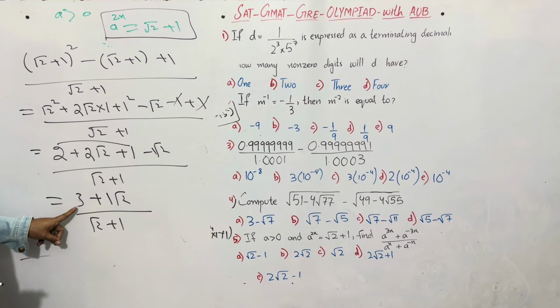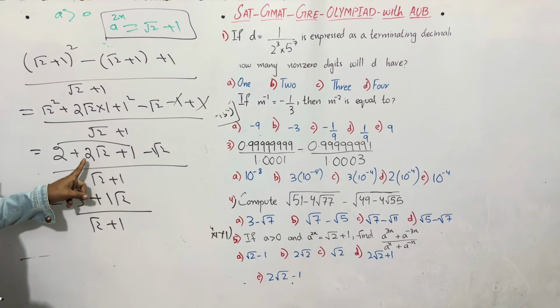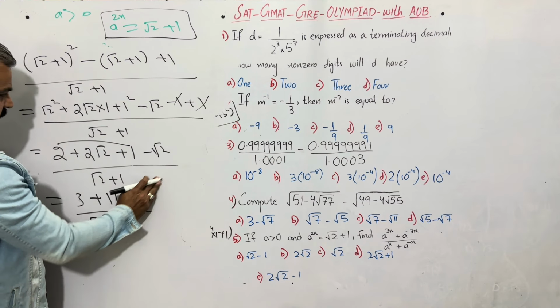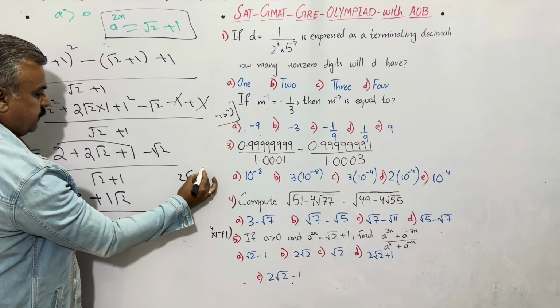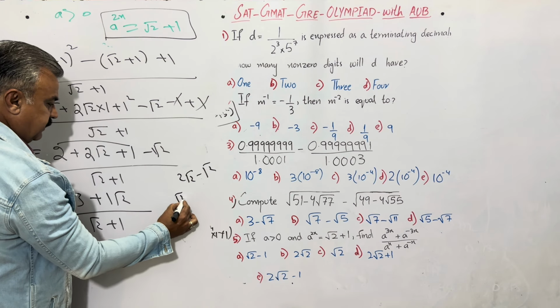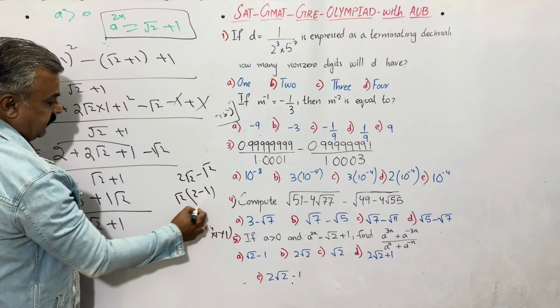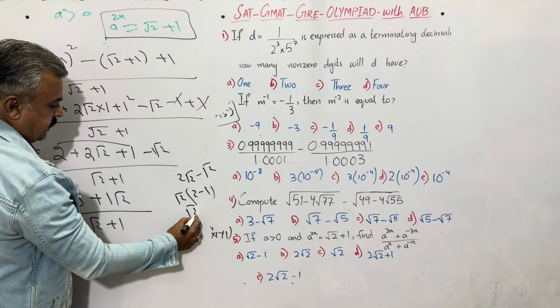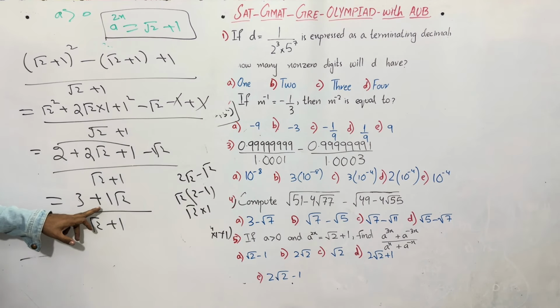2 plus 1, that's our 3. Let me clarify the situation. 2 under root 2 minus under root 2. Taking under root 2 common, what are we left with? 2 minus 1. So it is equal to under root 2 times 1 that I have written.